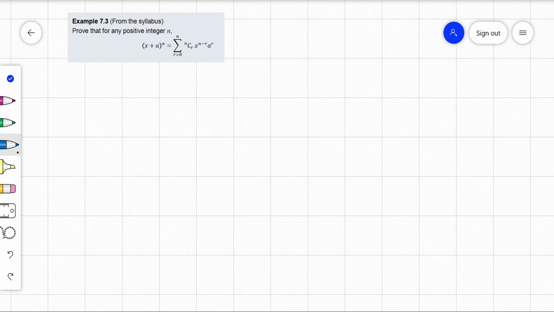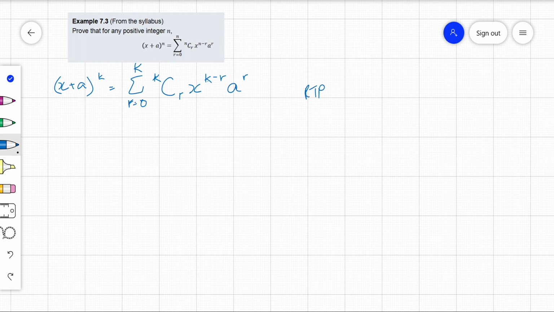I'll write our P of k down because we're going to use it as our assumption. So if P of k is true for some arbitrary integer k greater or equal to 1, then we've got x plus a to the power of k being the sum from 0 to k. This is a problem because of my handwriting, these letters all look the same, my k's and my r's. So we're summing from 0 to k of k choose r, x to the k minus r and a to the r.